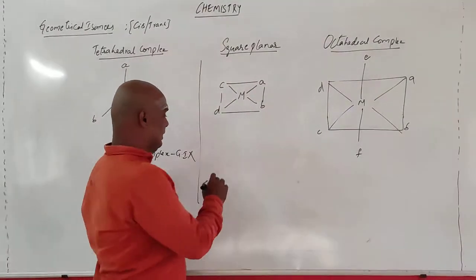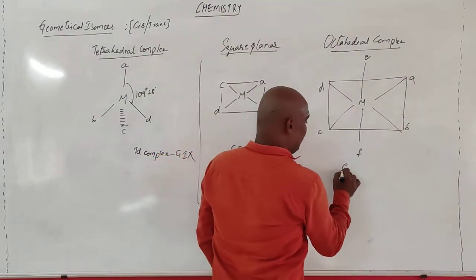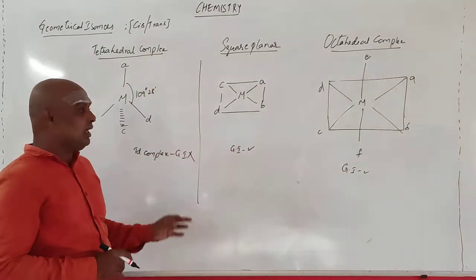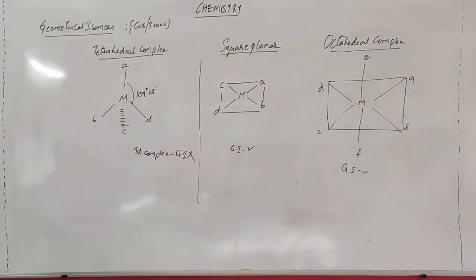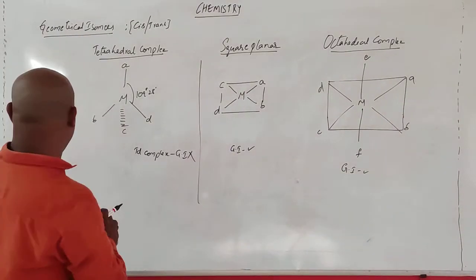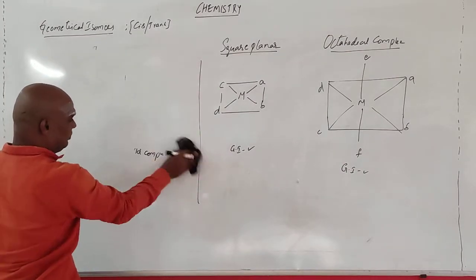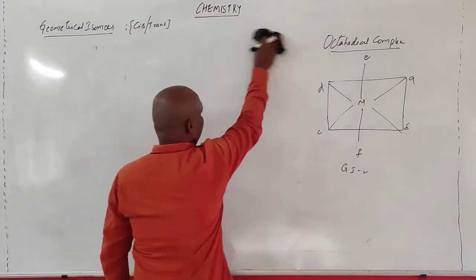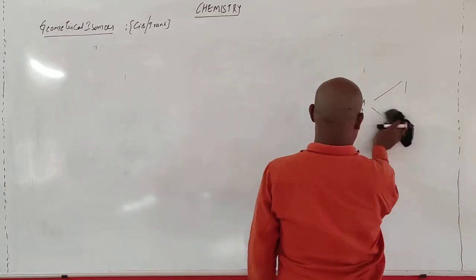Here, yes, geometrical isomerism we can see. Right? So we are going for the geometrical isomerism first. Okay, let me erase this. How to find out? Let us go for square planar molecules, the molecules which are square planar.